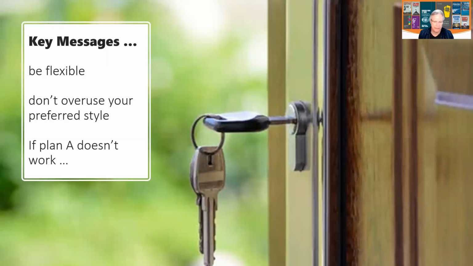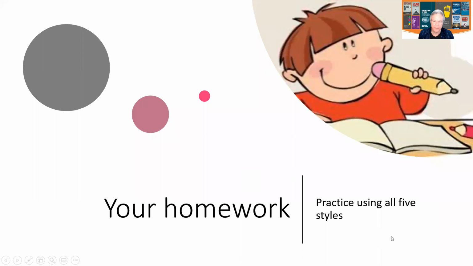And aligned with that is that if plan A doesn't work, then you know what? Try a plan B, try a plan C, and so on. So folks, your homework, before I meet you next week, is to practice all 5 approaches. Try to use all 5, in different circumstances of course, and don't despair if one doesn't work. Then what it means is you need to move to a plan B, whatever that might be.